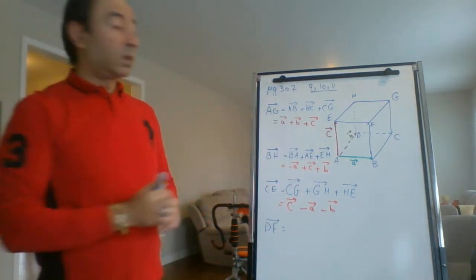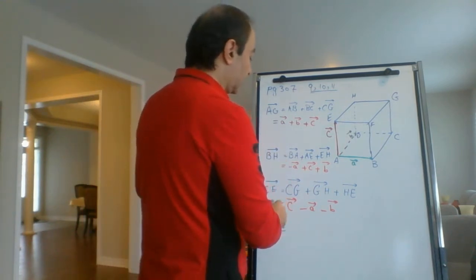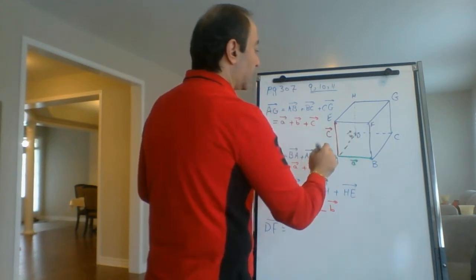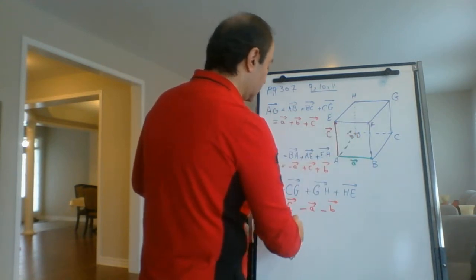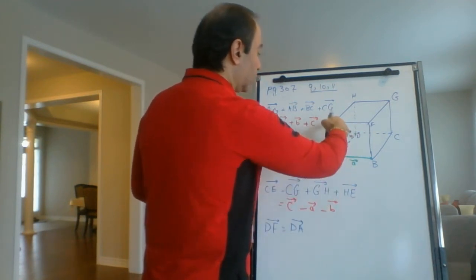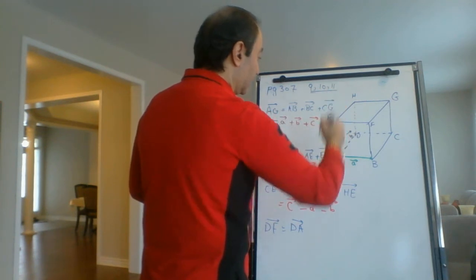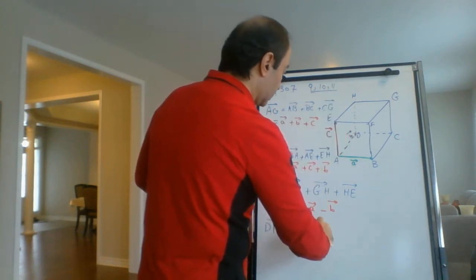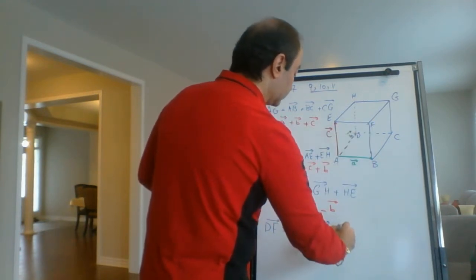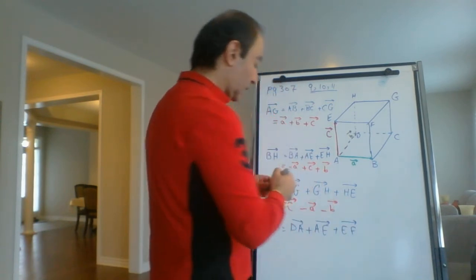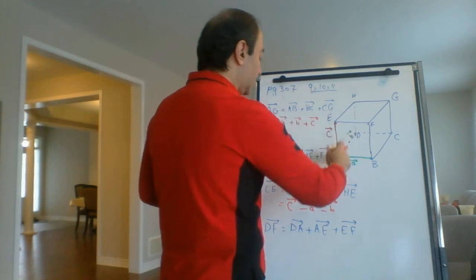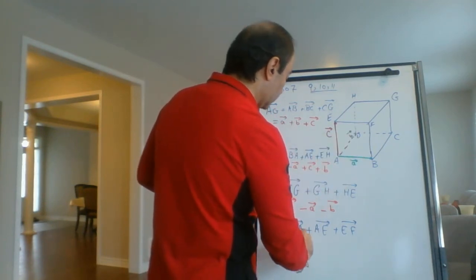Okay, now DF, D to F. So I choose to go DA. So I went DA. I can go AE if I want. Then I will finish with EF. So vector DA is the same as vector negative B.